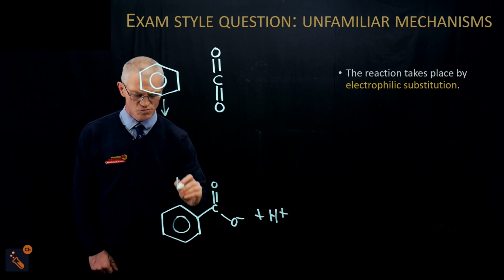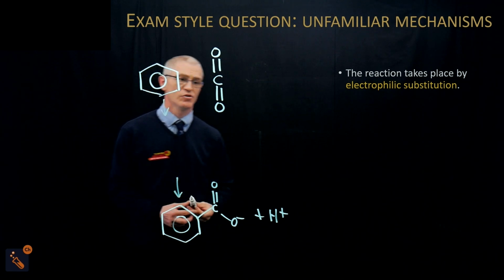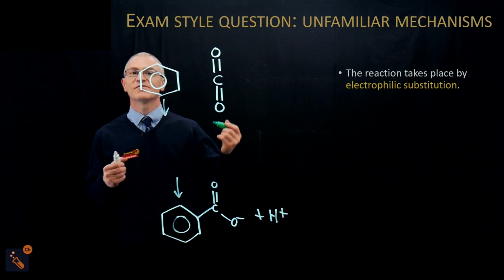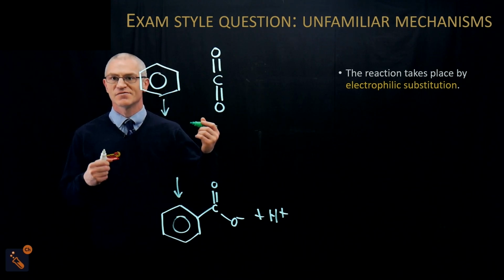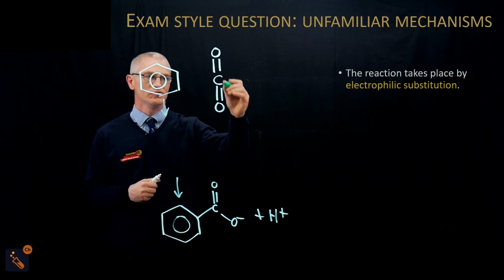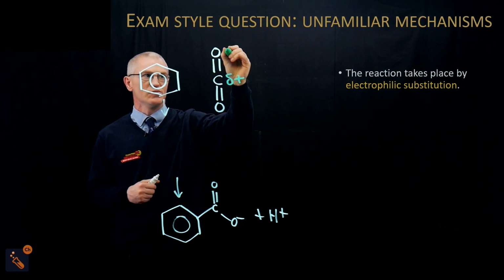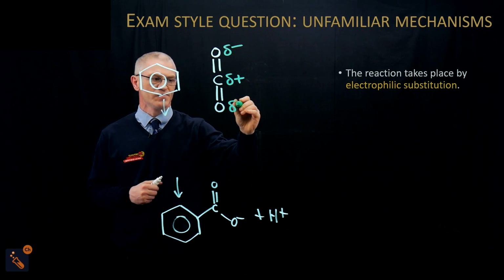So I want to know what is the intermediate of that product, and I want to know what are all the mechanisms. First thing I have to do is look at this and say, where are my dipoles? I can see oxygen is more electronegative than carbon, so my dipole is there.